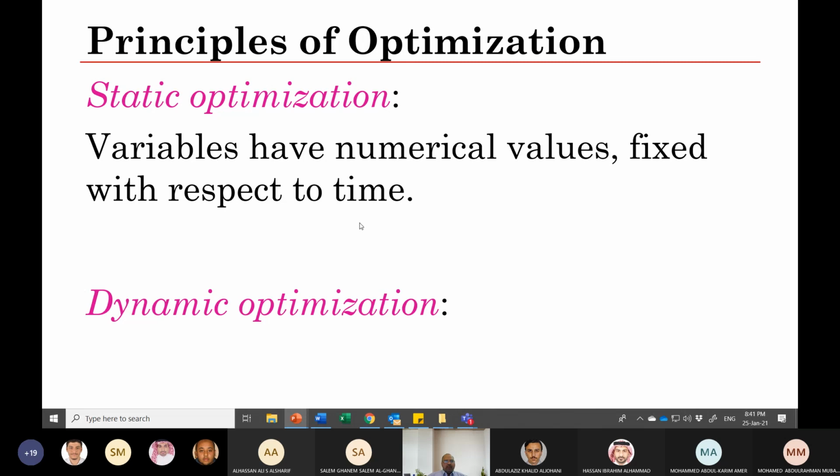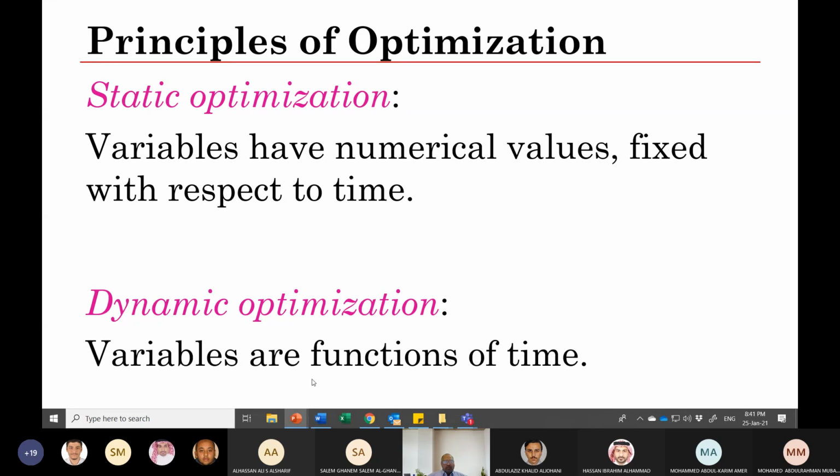But if the variables are also functions of time, you optimize a variable over time. Instead of optimizing, for example, x, which is a numerical value, you optimize x of t. So this variable is changing with time, and at each time you are searching for the optimal values. So this is a kind of dynamic optimization. Variables are functions of time.